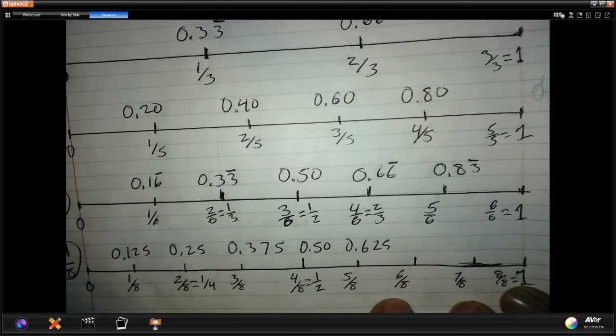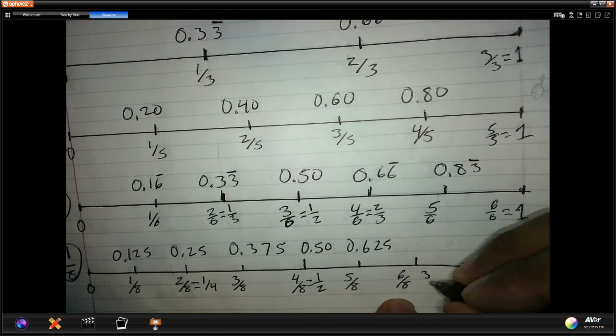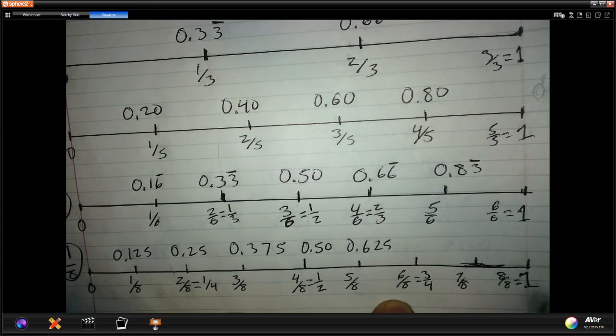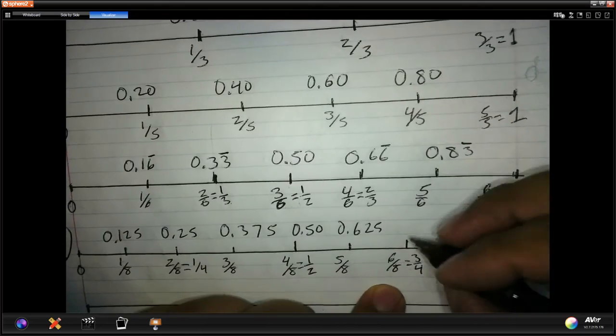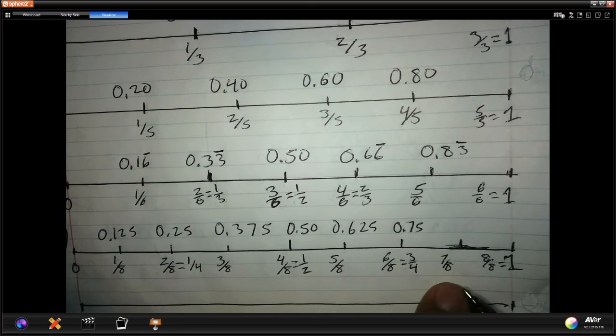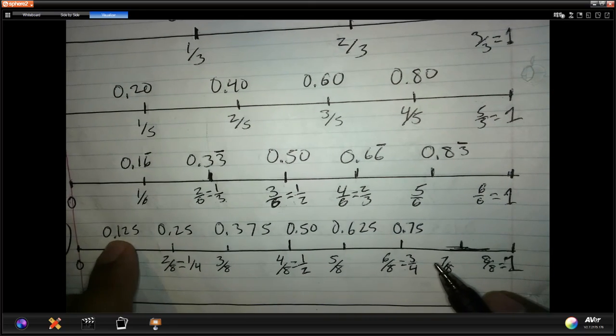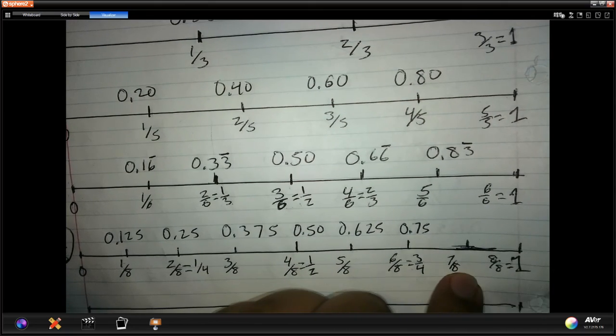6/8. Oh, both of those again can be divided by 2. So half of 6 is 3. Half of 8 is 4. So 3/8 is equal to 3/4, which we said was 0.75. And then our last one, I'm going to add again the 0.125 to 0.75 to give me 7/8.